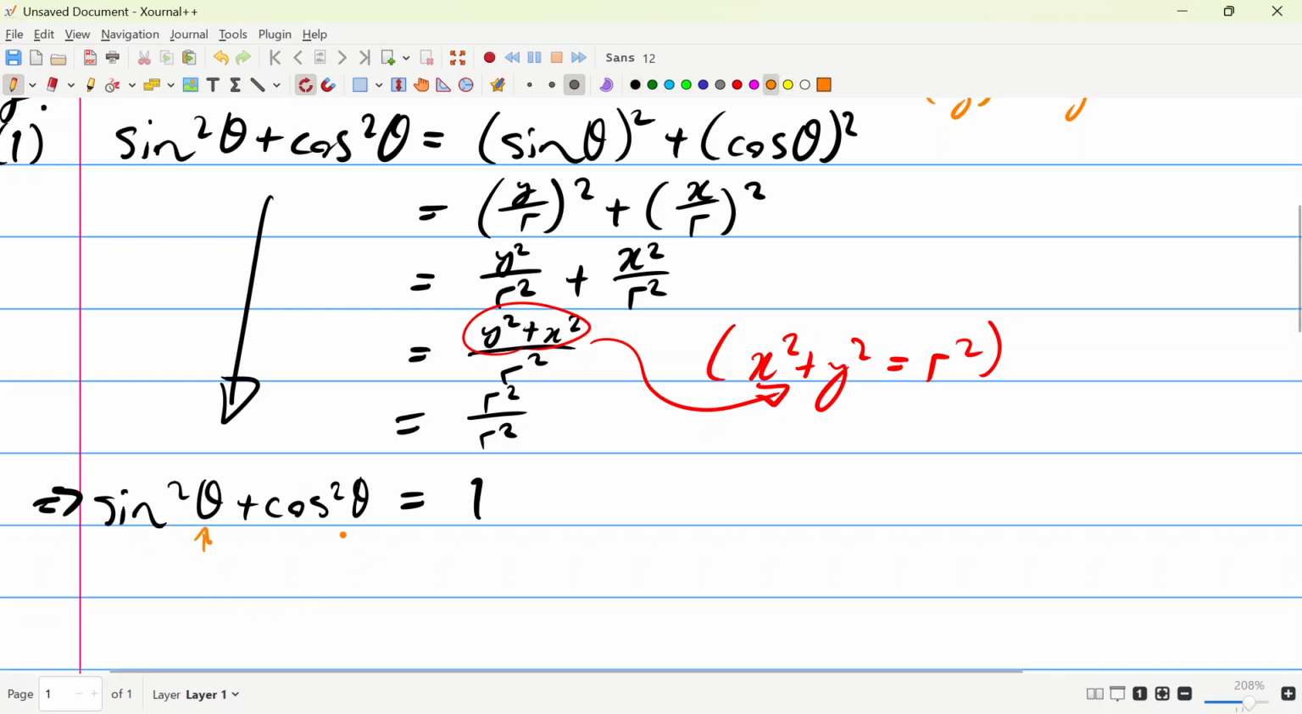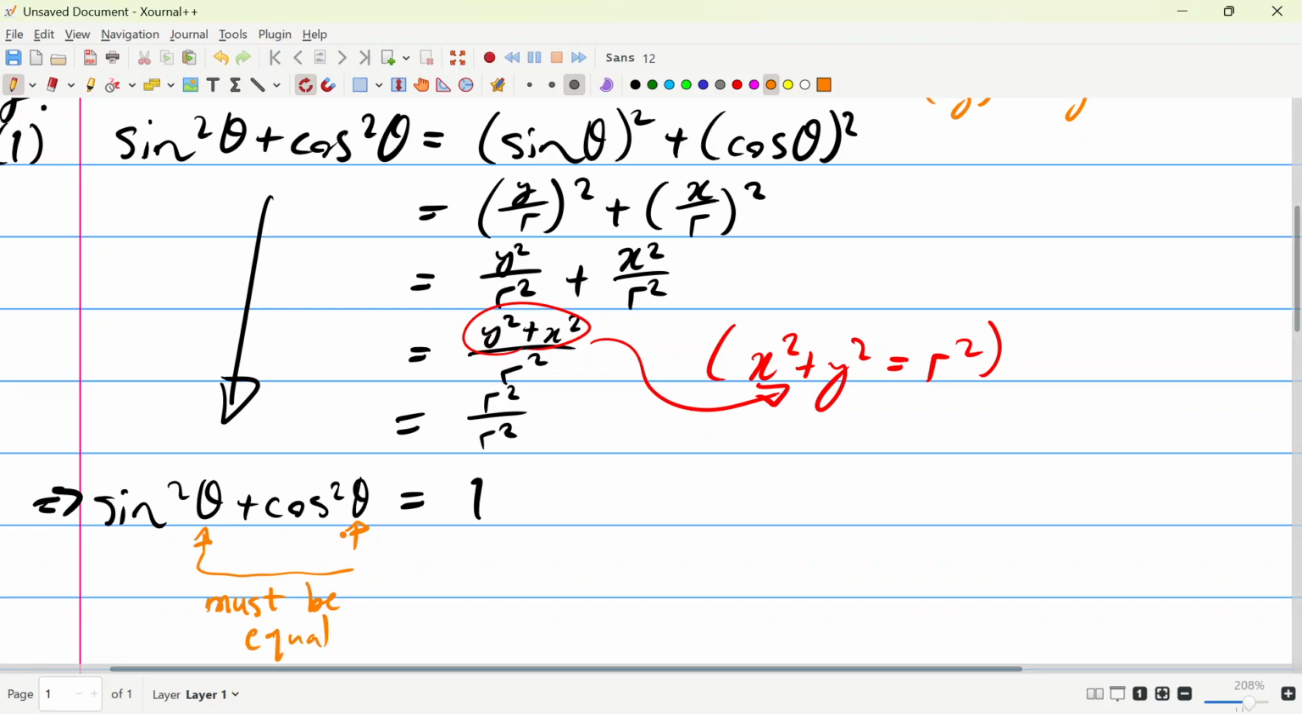So I'm going to state here, these two thetas must be equal, the theta values, in order for this identity to work. If you have sine squared 30 plus cos squared 60, for example, that will not satisfy this identity because the angles are different. So just be careful of that.